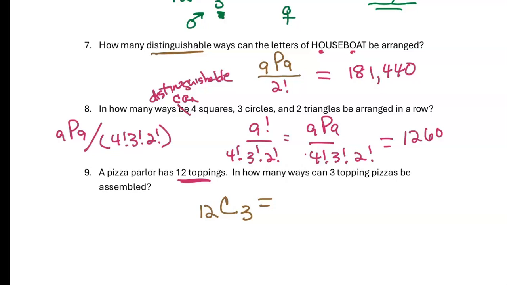Math, probability, and this is choose, and this is 3. And that equals, and I'm getting 220 ways.